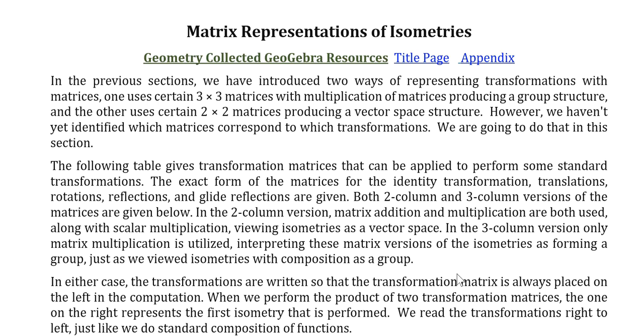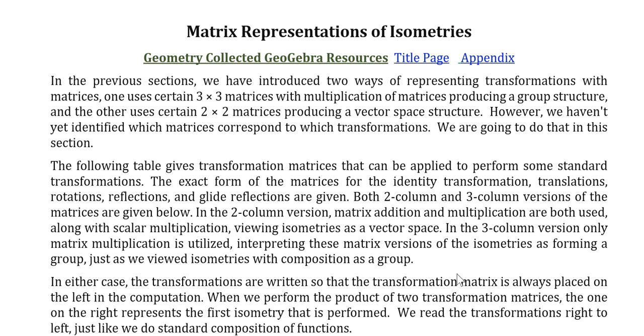In the previous sections, we've introduced two different ways of representing transformations with matrices. One uses certain 3 by 3 matrices with multiplication of matrices producing a group structure, and the other uses certain 2 by 2 matrices producing a vector space structure. However, we haven't yet identified, or at least not very often, which matrices correspond to which transformations. And we're going to do that in this section here.